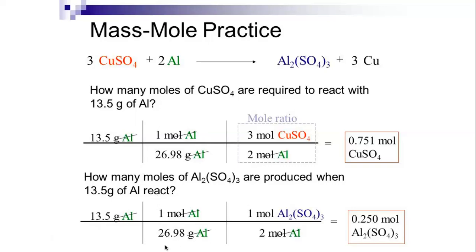We're going to cross out our grams, and then we're going to multiply that by our mole to mole ratio that we get from our balanced chemical equation. We make 1 mole of aluminum sulfate for 2 moles of aluminum here. And so our final answer will have a cross out of aluminum moles and end with aluminum sulfate. And that gives us an answer of 0.250 moles of aluminum sulfate that are produced when we have 13.5 grams in our reaction.